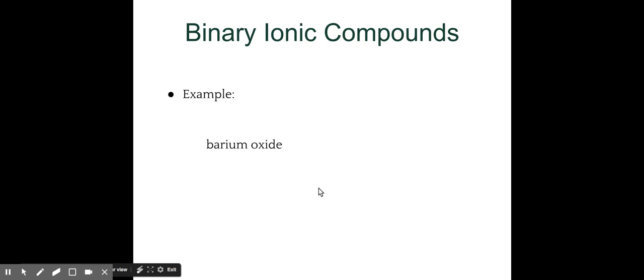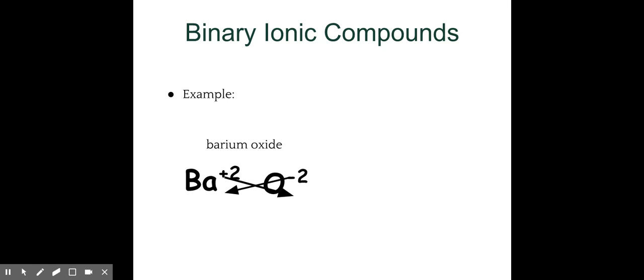All right, so let's look at another example. We can crisscross the charges, or we can simply crisscross the subscripts, superscripts to subscripts, or we can simply balance them out. So let's take a look. Barium has a charge of +2. Look in group 2, you'll see barium has a charge of +2. When you look in group 6, you'll see that oxygen has a charge of -2. All right? So you can crisscross the charges to get BaO.